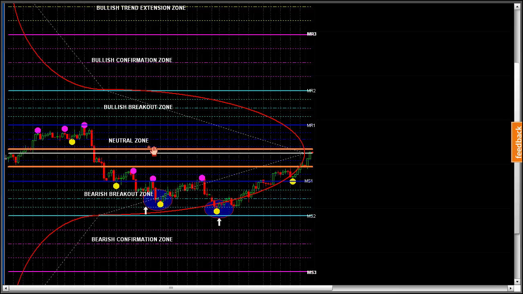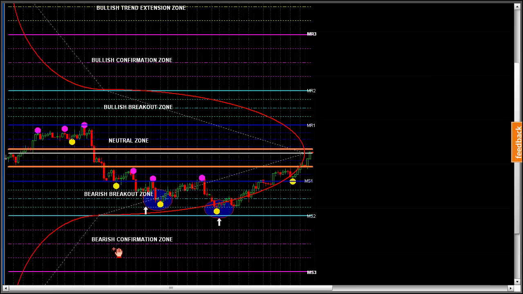It is a support resistance based trading system. Every single horizontal line in here is a support resistance level. By creating these support resistance levels and defining these zones, we're able to capture the psychology of the current market, the underlying psychology. We do that by understanding how markets operate.